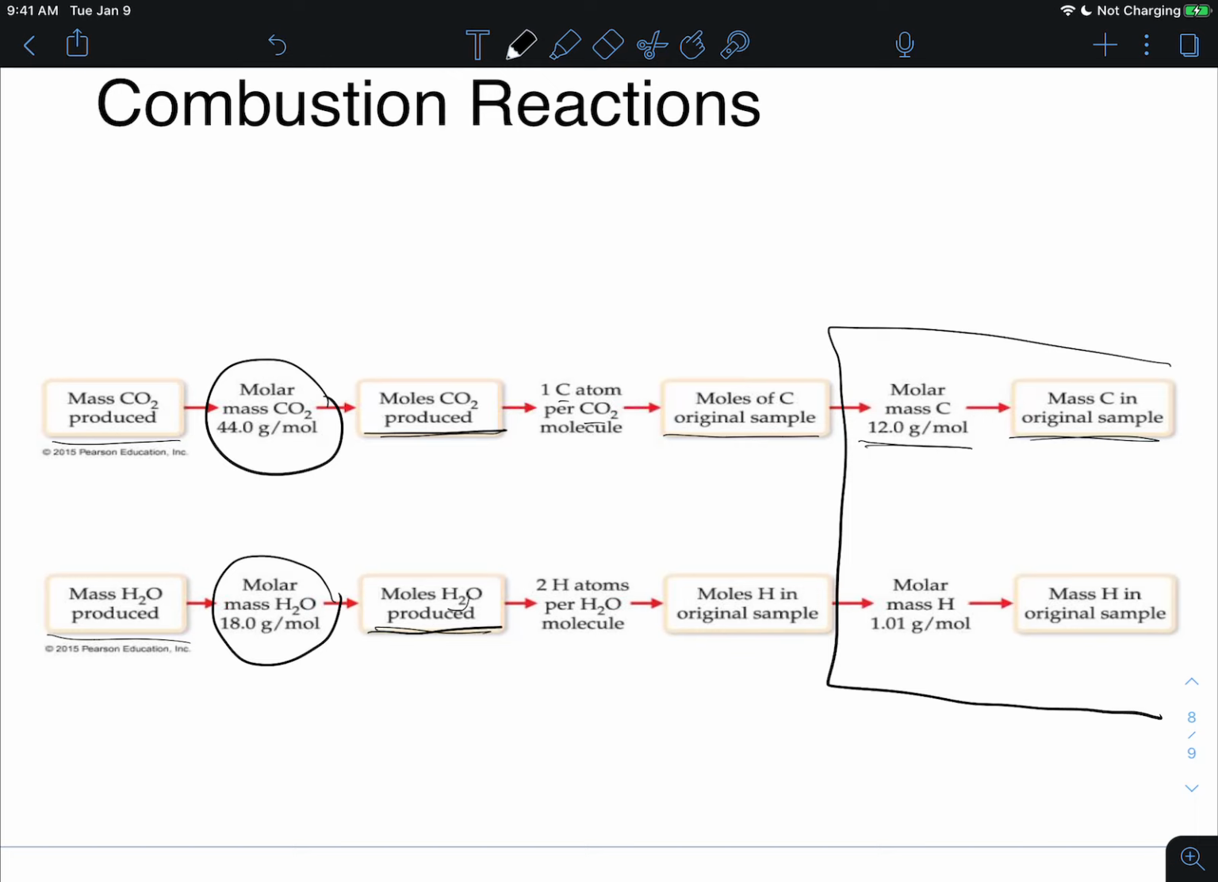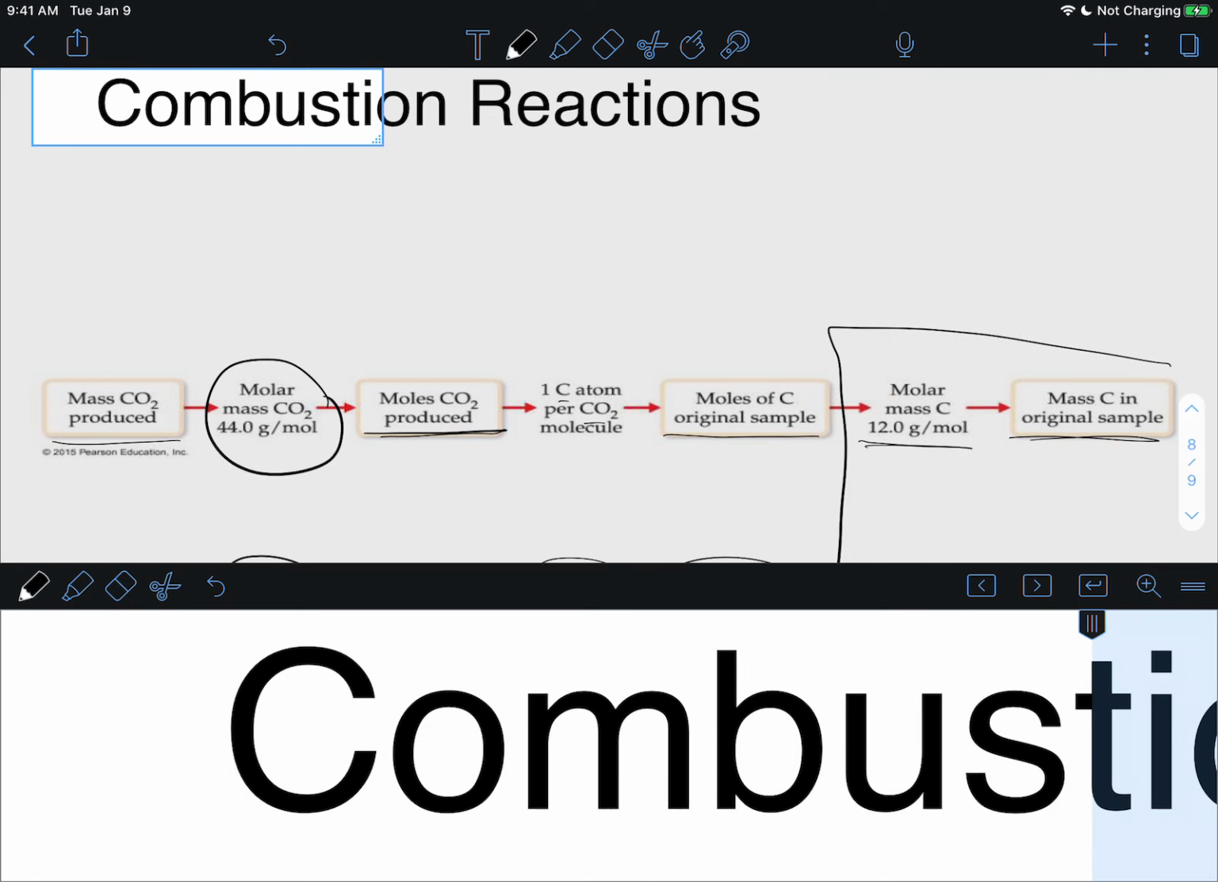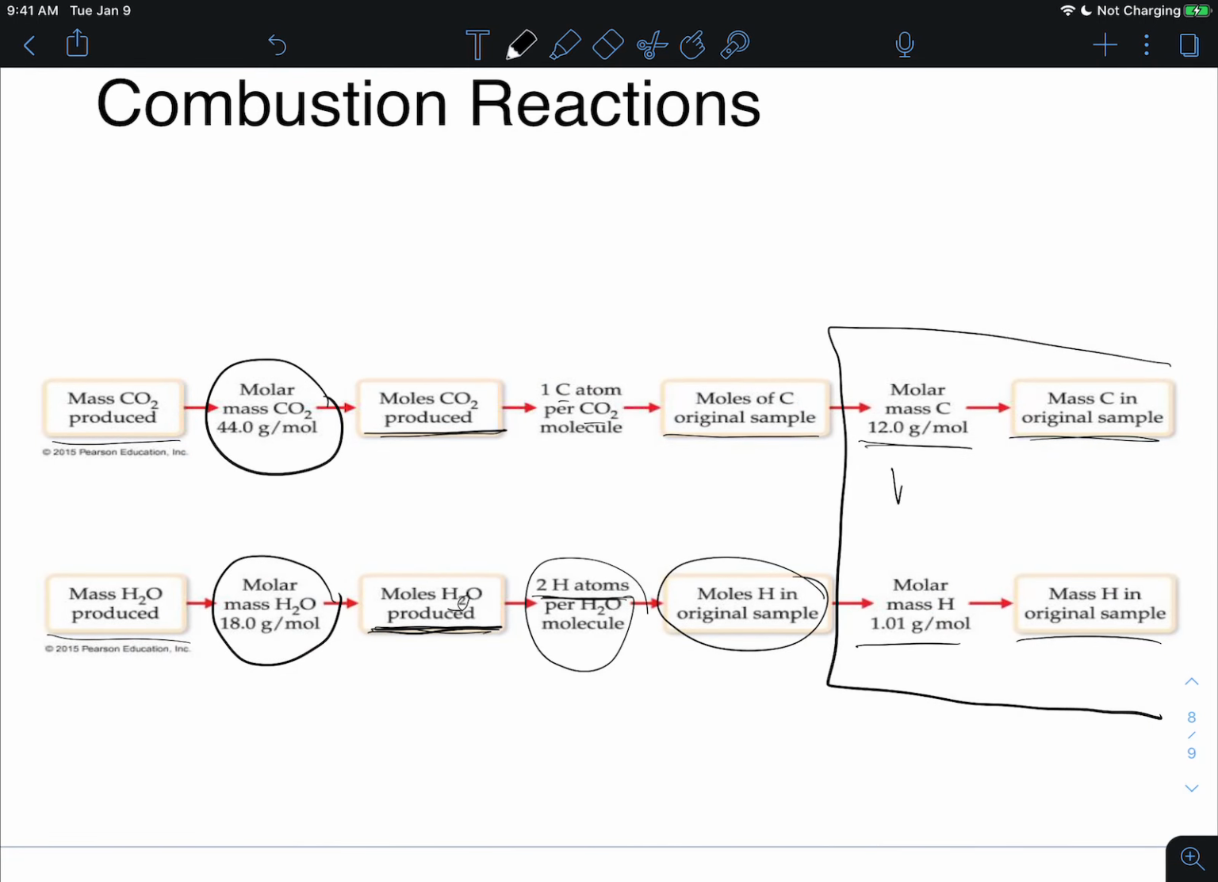However, water has 2 atoms of hydrogen per molecule of water, so that needs to be taken into account when going from moles of water into moles of hydrogen. And then I guess we can go into grams of hydrogen using the molar mass. And again, this is if we have a heteroatom that this becomes important.